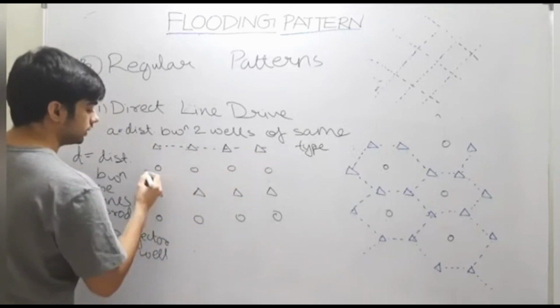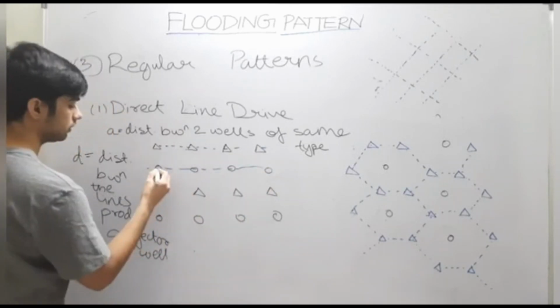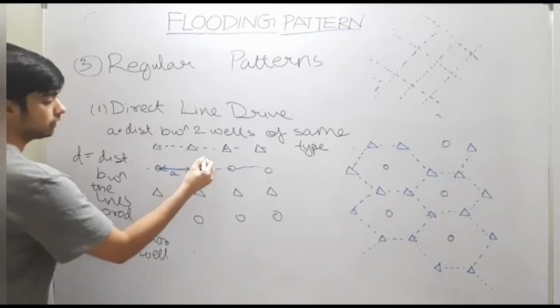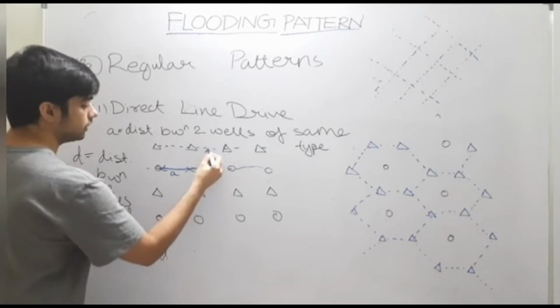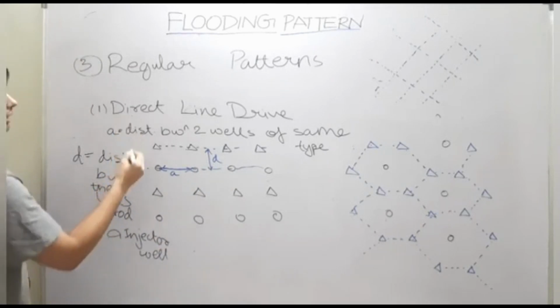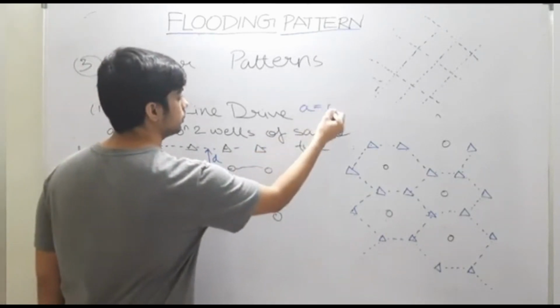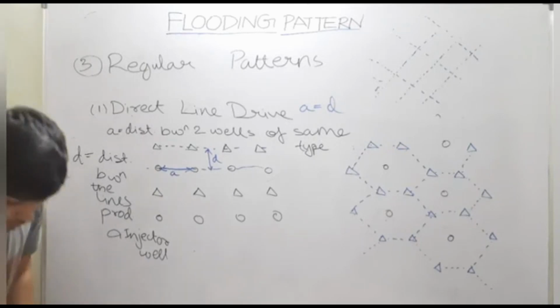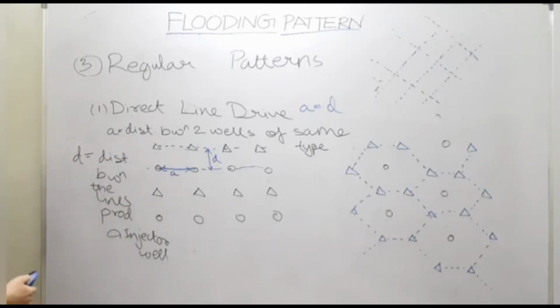So this is the line of injector wells, this is the line of producer wells. The distance between the wells is referred to as a, but the distance between these lines will be referred to as d. So in this case, direct line drive, a is equal to d. Now there is another type of line drive.